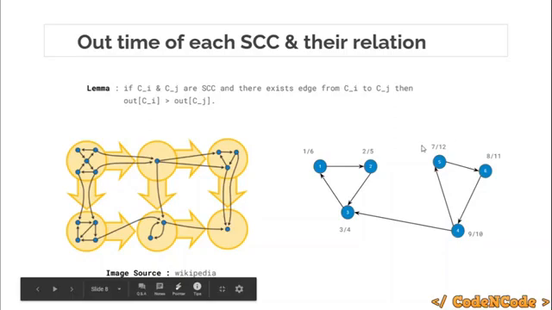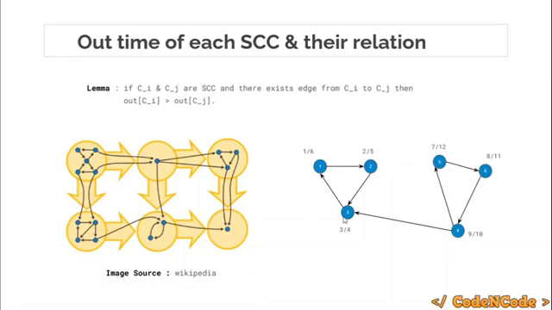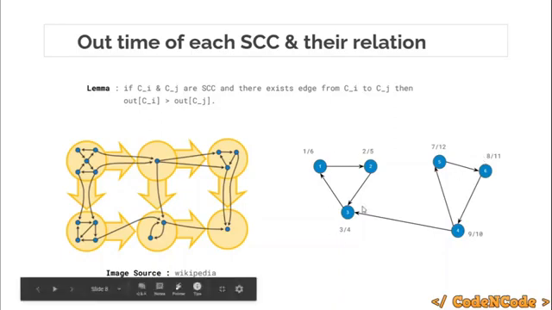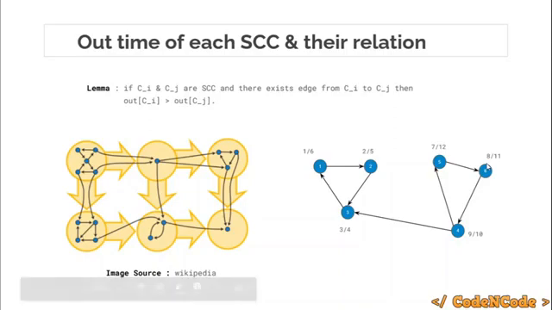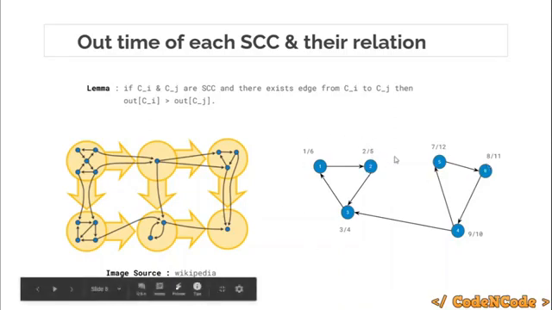So of course the out time of this node would be greater than the out time of this, and hence the out time of this SCC is greater than the out time of this. So this is the condition where we make a DFS call first to SCC B. Now there is another condition in which we first make a DFS call to this SCC.